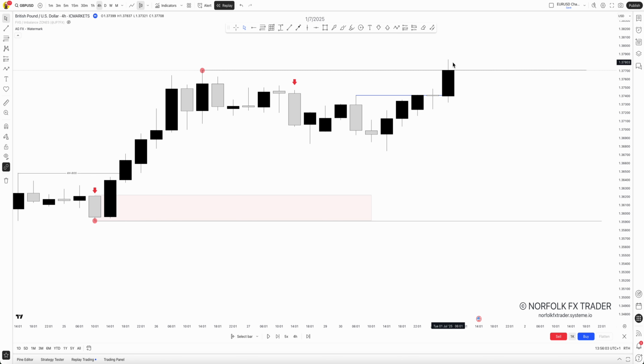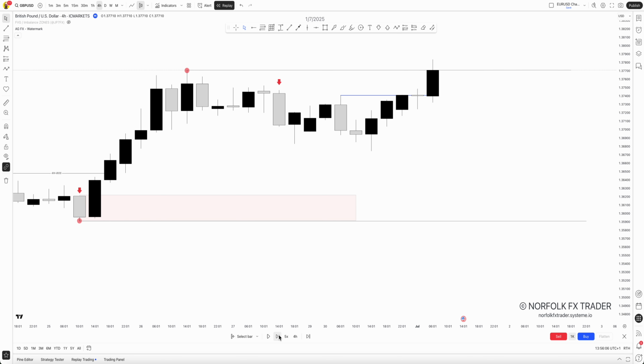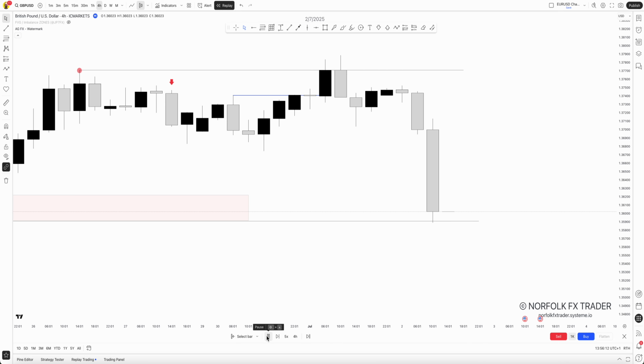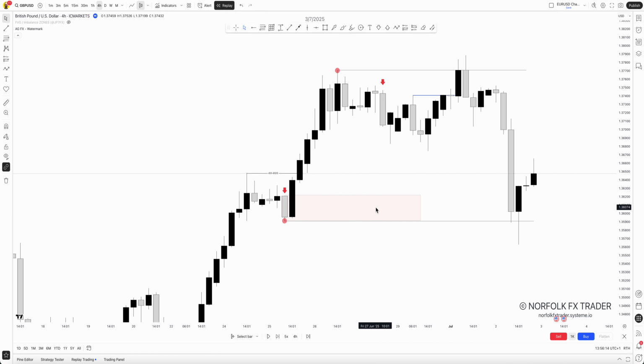We've swept that high, and a reversal out from this high very often indicates the market will run lower. And if we go forward from here, that's exactly what the market does do. And it runs for this low.